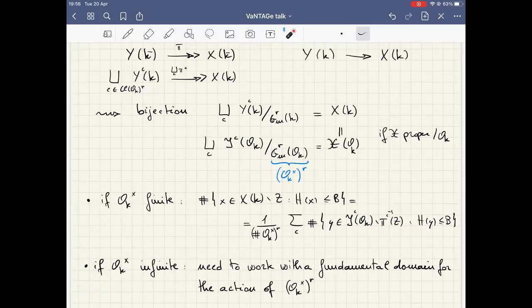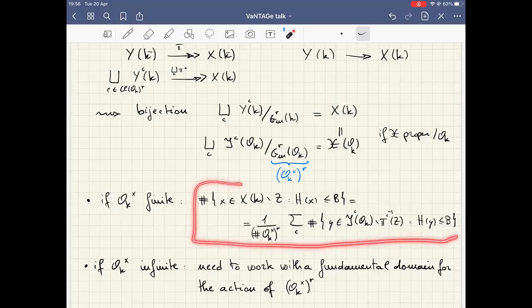If the units of the ring of integers of the number field don't form a finite group, so if this is an infinite group, then we cannot do this. And this is the reason why the split torsor method, the universal torsor method, has been used mostly over the rational numbers, because then we are always in the first case. We know that we do have this kind of equality, and we really just need to count points on the torsor. If we have an action of an infinite group instead, then instead of dividing by a cardinality, we really have to look for a fundamental domain for the action of this infinite group. And this is much more complicated.